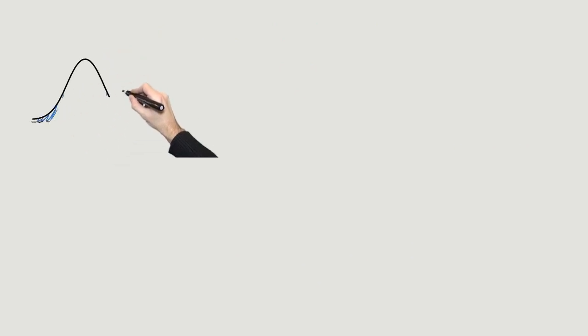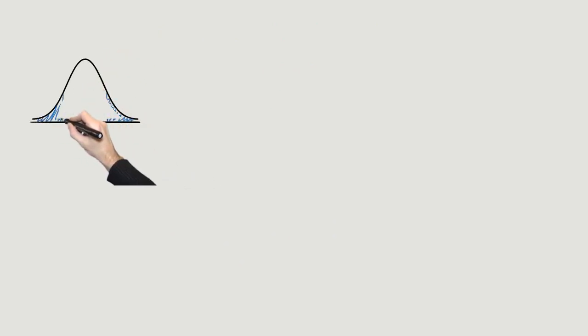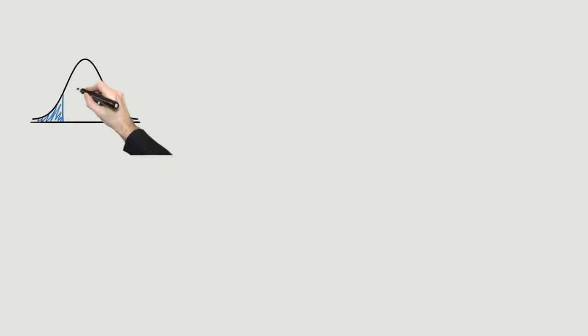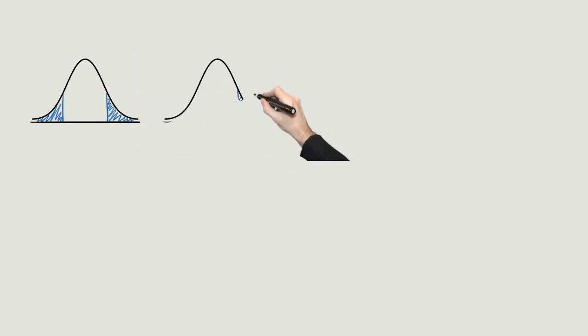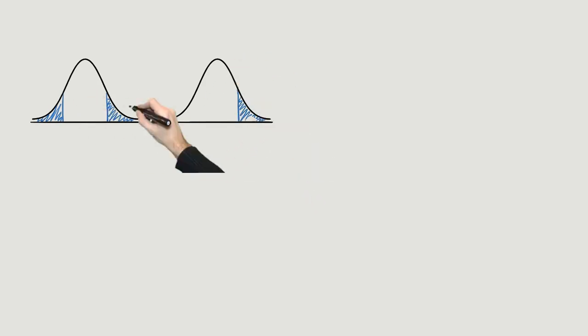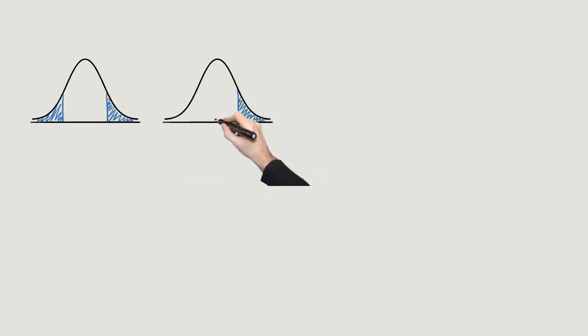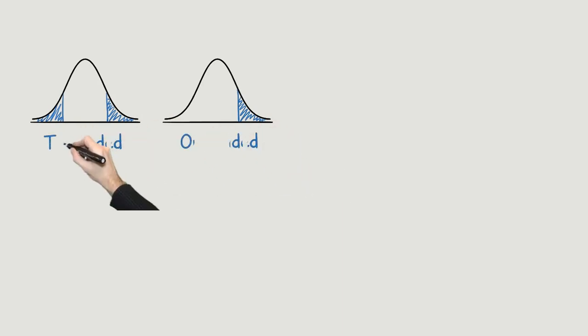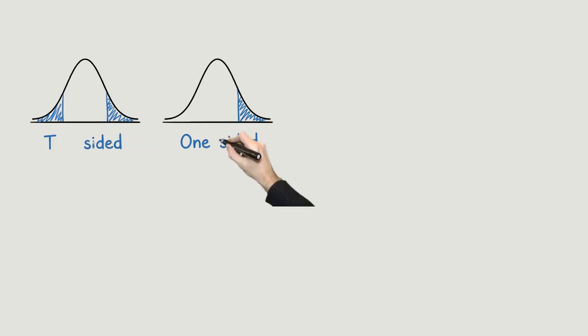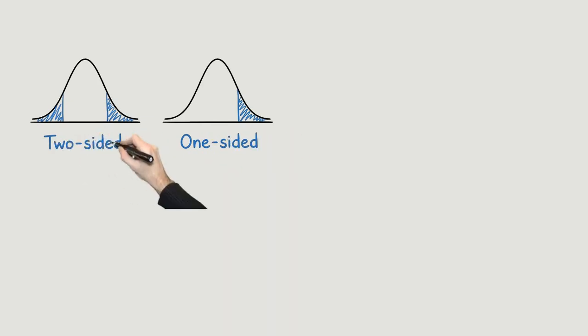Before seeing any data, we must decide whether the test is two-sided or one-sided. A two-sided test asks whether the parameter differs in either direction. A one-sided test asks whether it differs in one specific direction only. This choice must be made in advance. Choosing the direction after seeing the data makes false positives more likely.